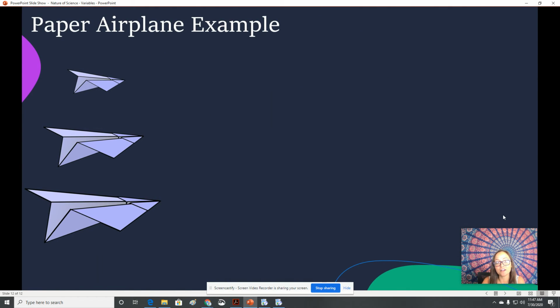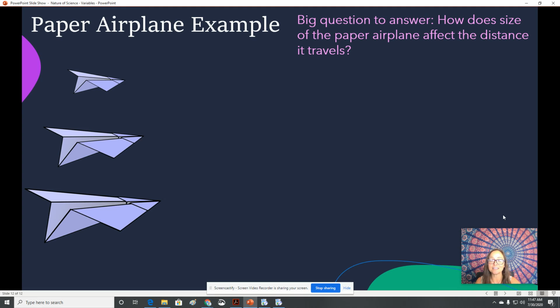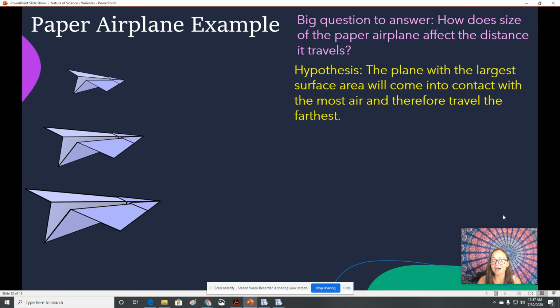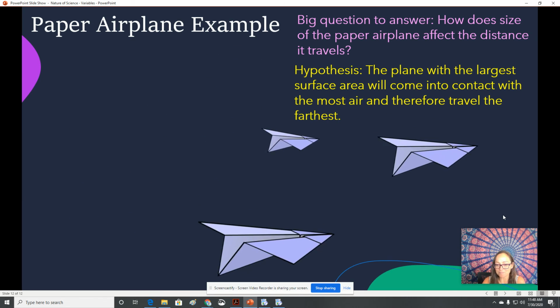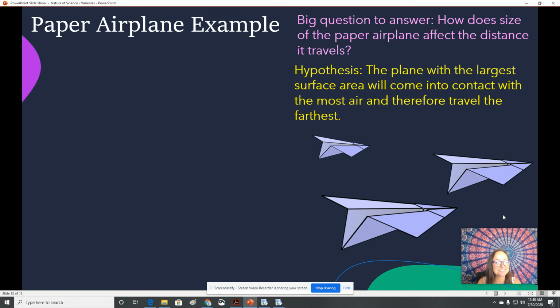Now let's look at one more. So let's say you're curious about a paper airplane. Your big question is, how does size of the paper airplane affect the distance it travels? Like, you're curious, is it better to make smaller paper airplanes or larger paper airplanes if I want it to travel the furthest, right? So your hypothesis: the plane with the largest surface area will come into contact with the most air, and therefore it will travel the farthest. Okay, so you throw your paper airplanes, you make them of different sizes. It's not the best hypothesis, I'm sorry, but I thought it was a good example of variables.